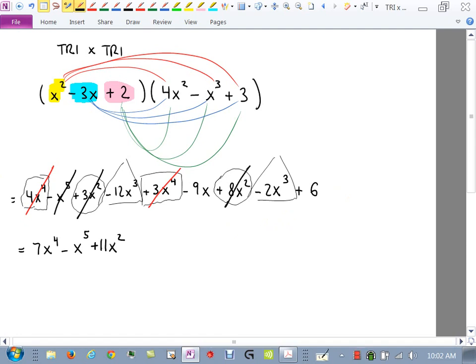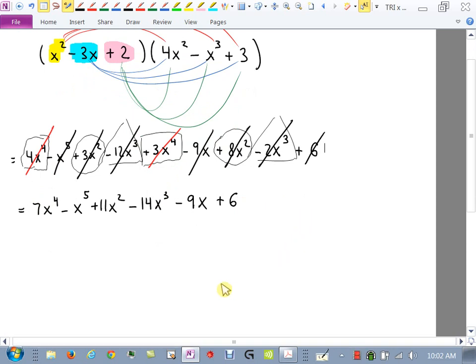cancel them out. Okay, I have a negative 12x cubed. Over here I have a negative 2x cubed. Put those together. Negative 14x cubed. All right, I've already taken care of this one. Negative 9x, that's the only one I have. Done with it. 6 plus 6, done with it.